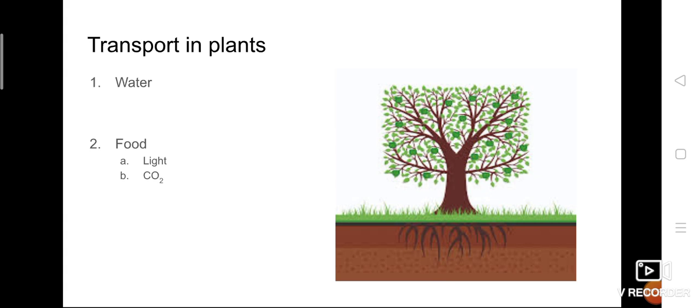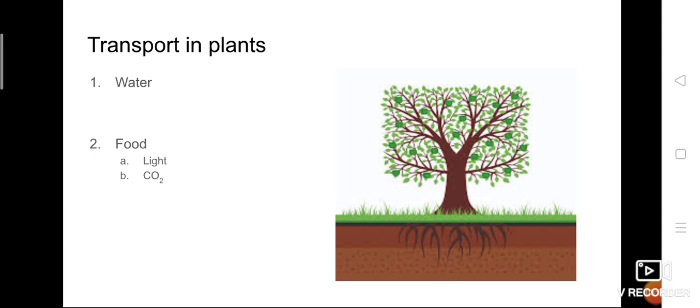Similarly, when we talk about food, where does food preparation take place in a plant? In the leaves, because leaves contain chlorophyll. Chlorophyll is the pigment present in plants that traps the sunlight so that photosynthesis can take place. So the food preparation takes place in the leaves. Even though leaves are responsible for food preparation, stems, roots, branches, and flowers all need that food.